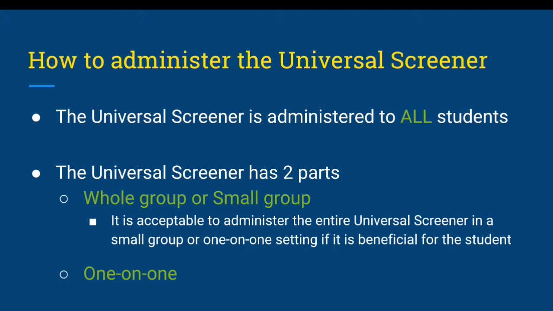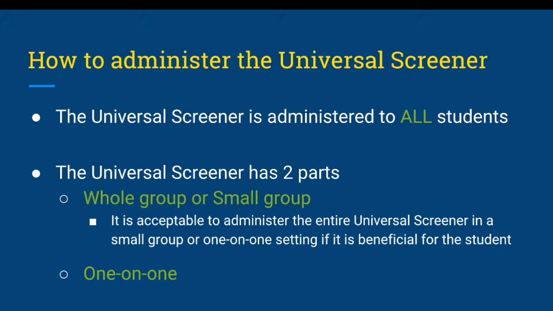The next thing we want to cover is just on how to administer the universal screener. The first thing to know is that you'll administer this screener to all students. The second thing to note is that there are 2 parts to the universal screener. The first section is intended to be given in a whole group or in a small group, and the second is to be given one-on-one.